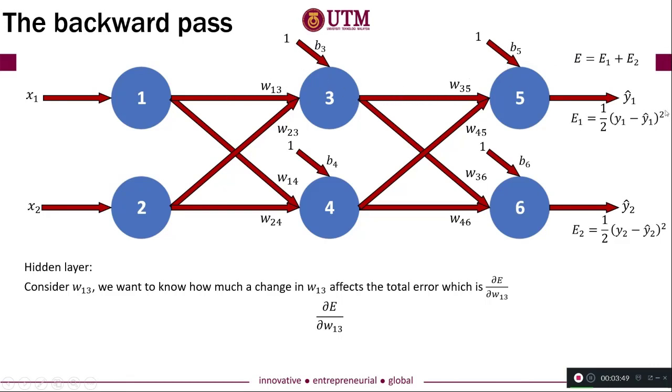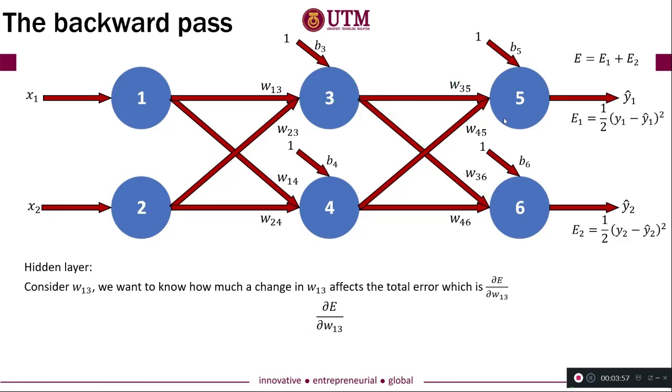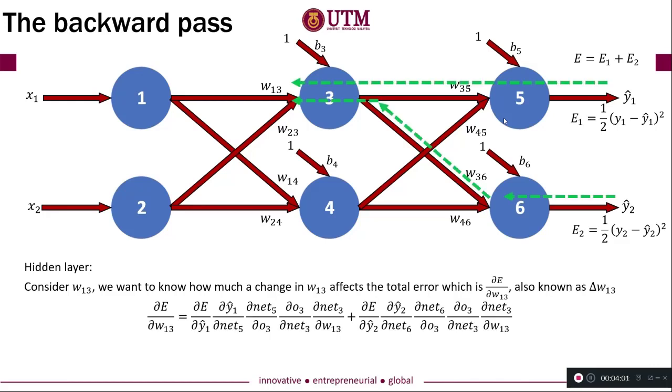So the chain rule there is very long. That is how we define del E over del W13. It's expressed in this one. It's a little bit too long. So why is it so long?